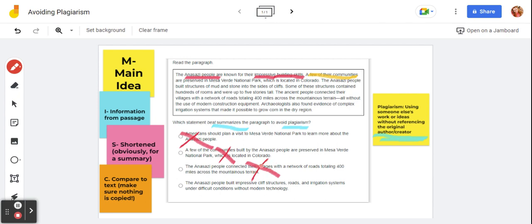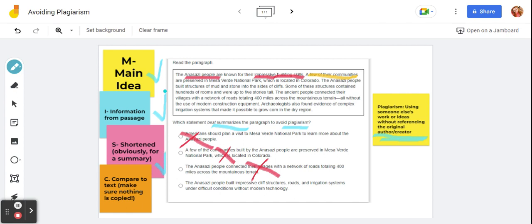It doesn't have enough information, which leaves us, through process of elimination, with answer choice D, but let's double check ourselves and make sure we're right. The Anasazi people built impressive cliff structures, roads, and irrigation systems under difficult conditions without modern technology. Does it have to do with the main idea of the text, the Anasazi people and their building skills? Yes. Does it include multiple pieces of information from the passage? Also, yes. Is it shortened enough to be a summary? It's not multiple pages long? Yes.